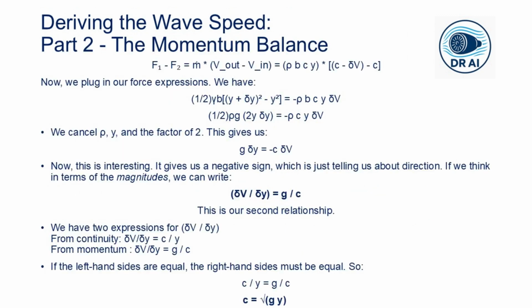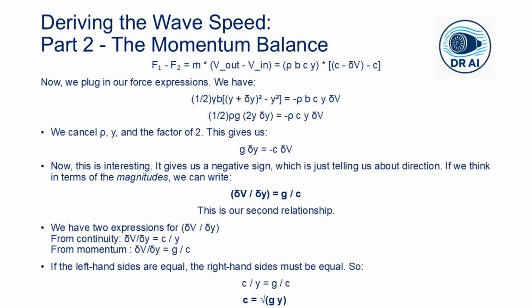Now we have one equation, but two unknowns, which are the c and the delta V terms. We need another equation over here. That is where the momentum equation comes into play, which is written over here. So we look at the forces on the same control volume. Now, what are the forces? They are the pressure forces, and because the flow has a free surface, the pressure distribution is hydrostatic.